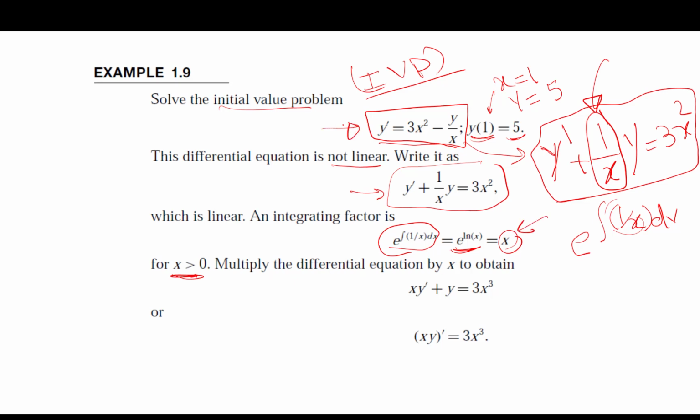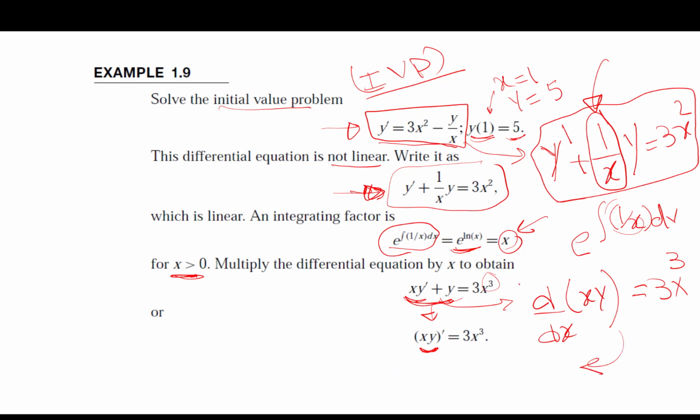This is the differential equation after being made linear. We multiply both sides, so x y' + y equals 3x^3. Now, if you look at this, it is as if the derivative by the product rule of x times y. This is d/dx of (xy) equals 3x^3. Based on this, we can take the integration of both sides.